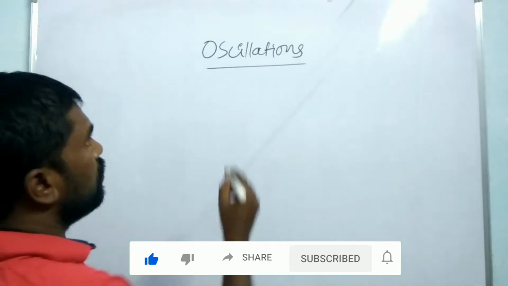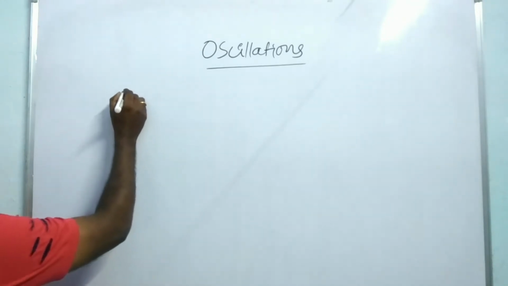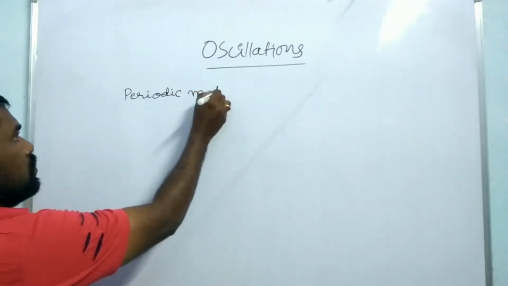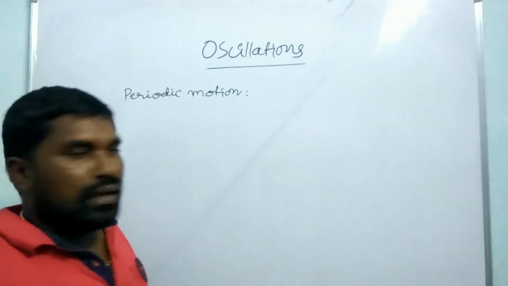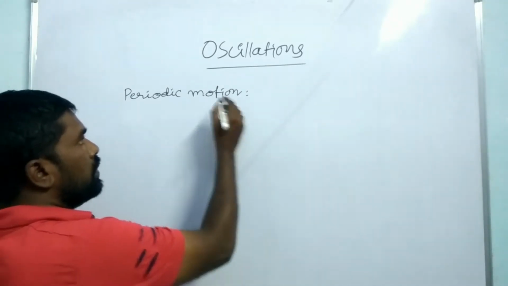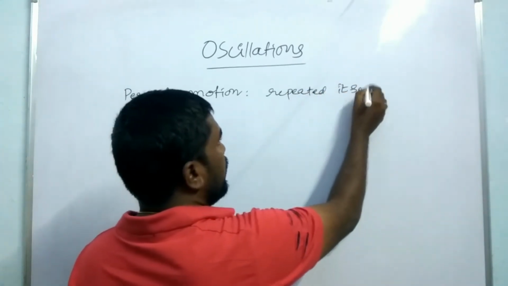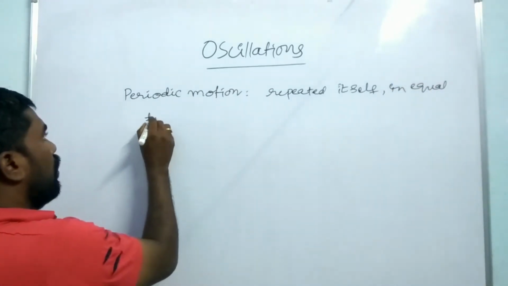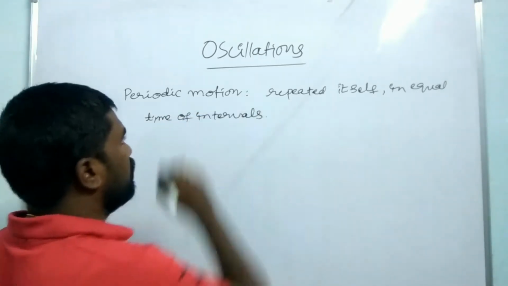Before going to learn about oscillations, we have to know the basics of the motion of a body. That is periodic motion. Start with periodic motion. What is meant by a periodic motion? When an object, a particle or a body moves and repeats itself in equal intervals of time, that is known as periodic motion.